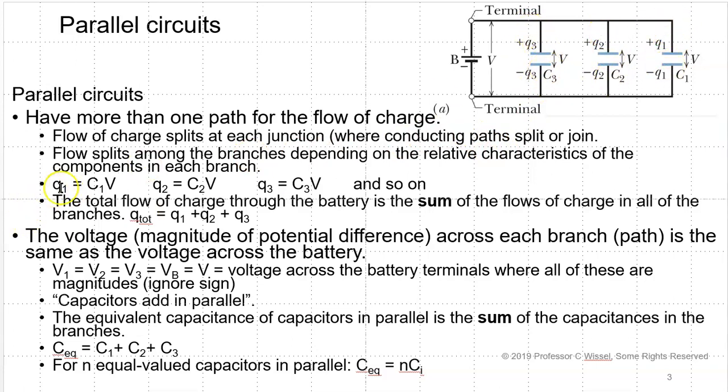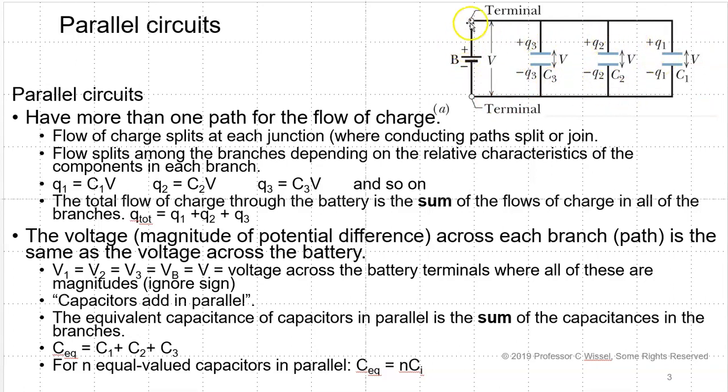For capacitors, Q1 equals C1V, that's just Q equals CV. Q2 equals C2V, and Q3 equals C3V. Now notice the potential across these is always the same. So potential from the battery equals V1 equals V2 equals V3 equals V.